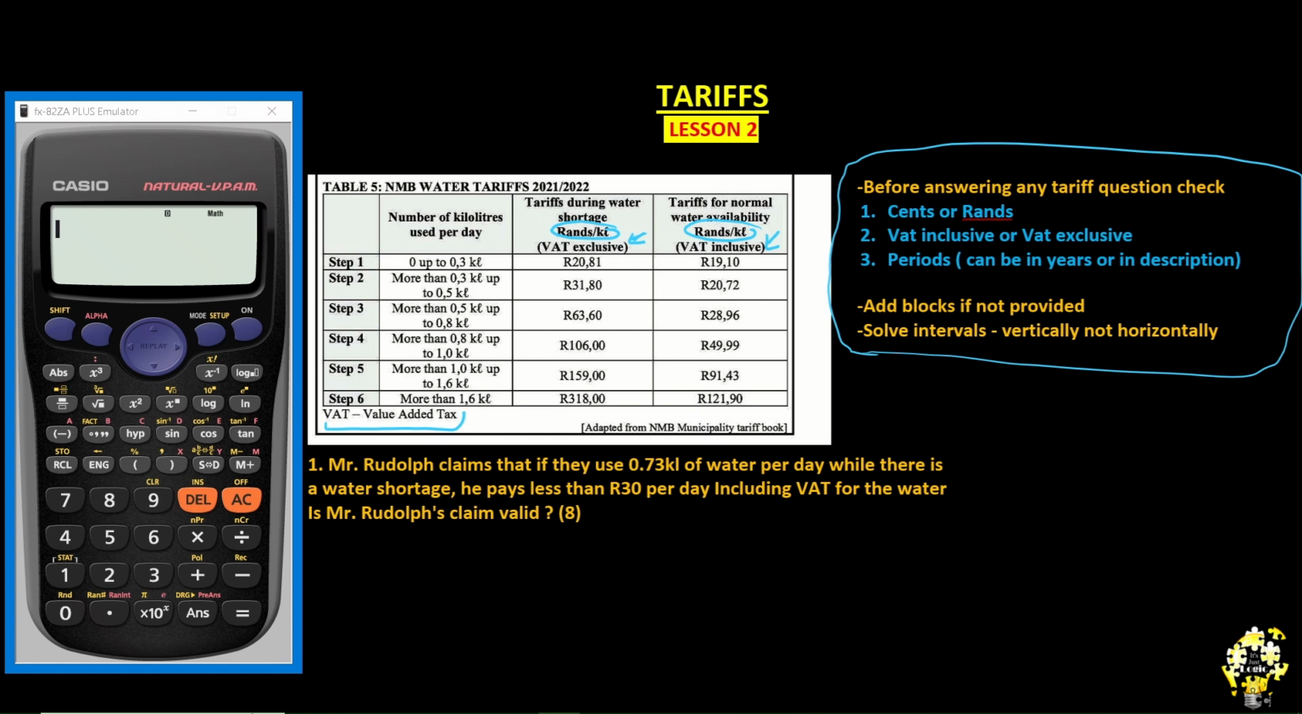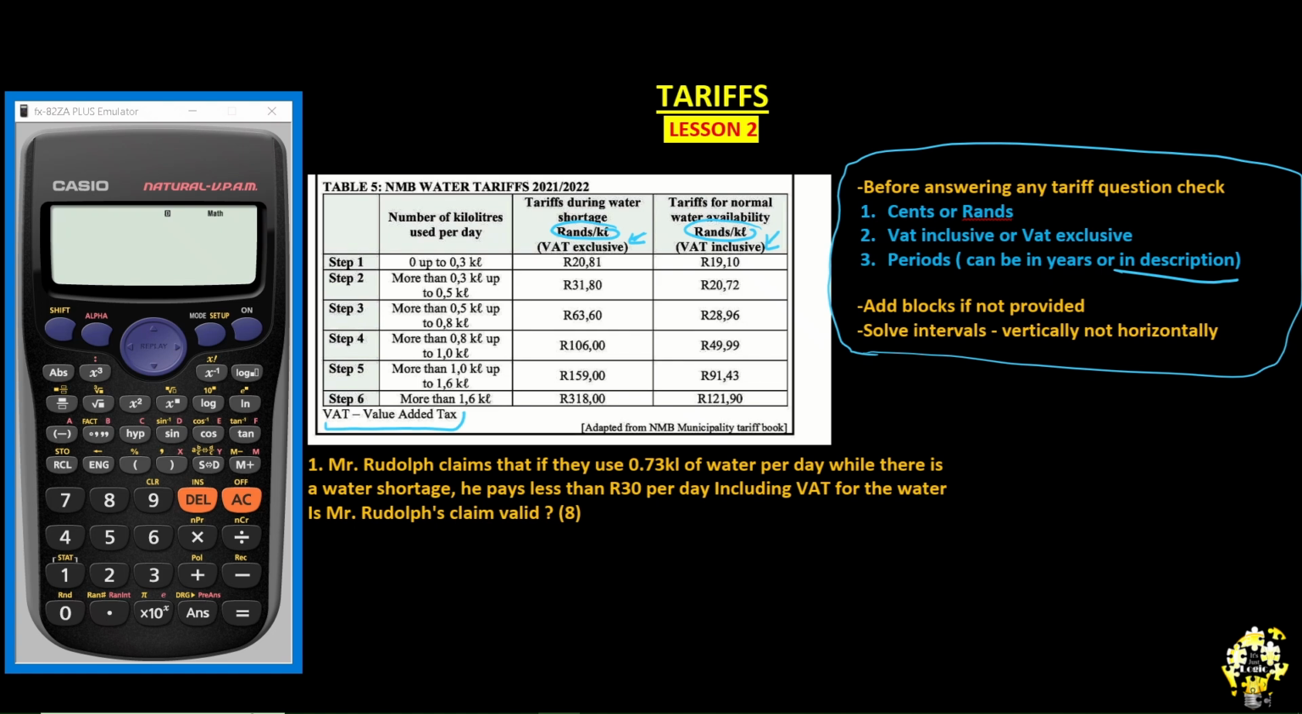Periods can be in years or in description. This is what I was talking about. Remember previously on lesson number 1, we had periods which were in years, 2022 to 2023, 2023 to 2024. But now we have ones which are in description. Tariffs during water shortage. Tariffs for normal water availability. They are in description rather than in years.